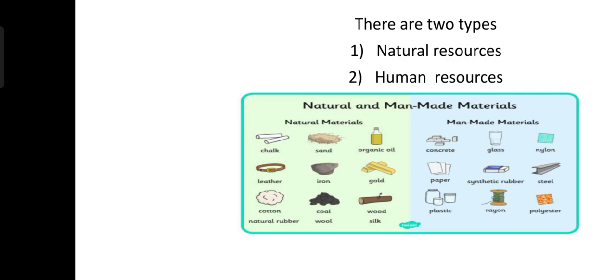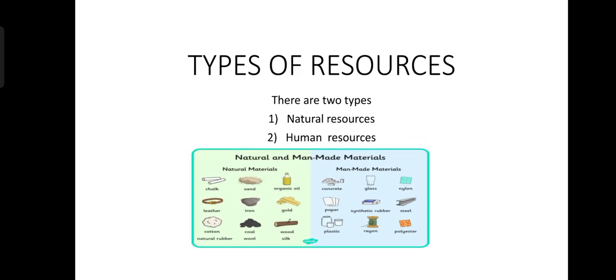So, through these examples, students will be able to understand the types of resources as natural and man-made. The things which are provided by nature are called natural resources, and on the other hand, man-made resources are those resources which are created by man by using nature.